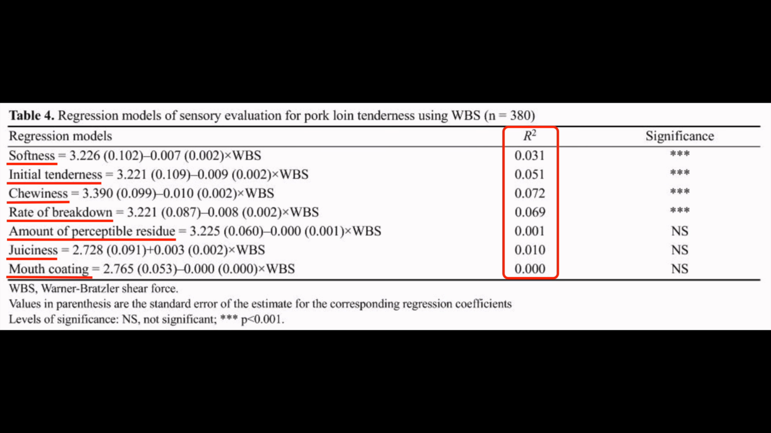Another drawback is that there has been some debate over the correlation of Warner-Bratzler measurements and sensory evaluations. As you can see in this chart, taken from a study on pork loin tenderness, the correlation coefficients are quite low.